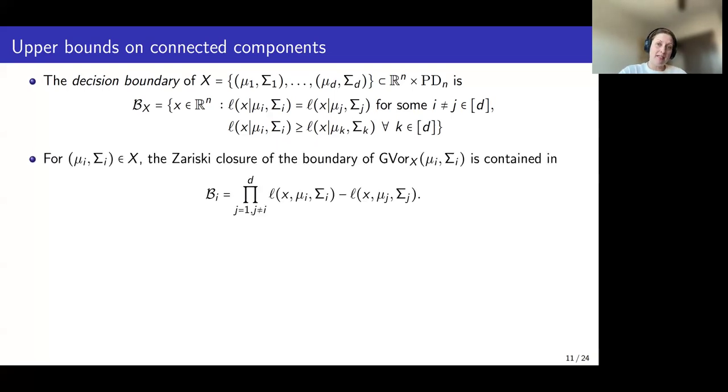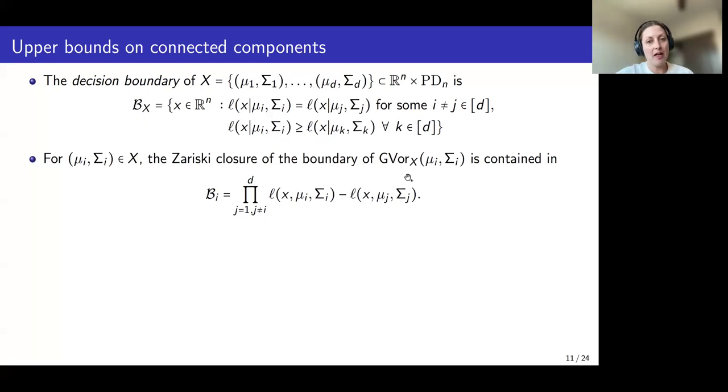So for a given Gaussian Voronoi cell, I can then see that the Zariski closure of the boundary of this Gaussian Voronoi cell is going to be contained in the hypersurface that I get if I multiply all of the pairwise polynomials of setting the ith likelihood equation equal to the jth one.